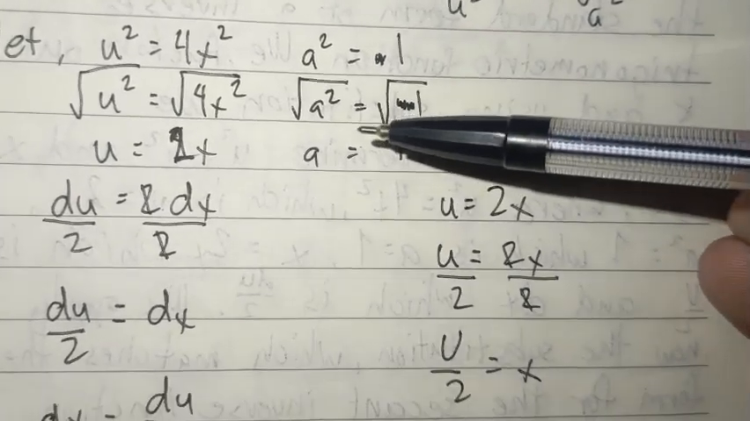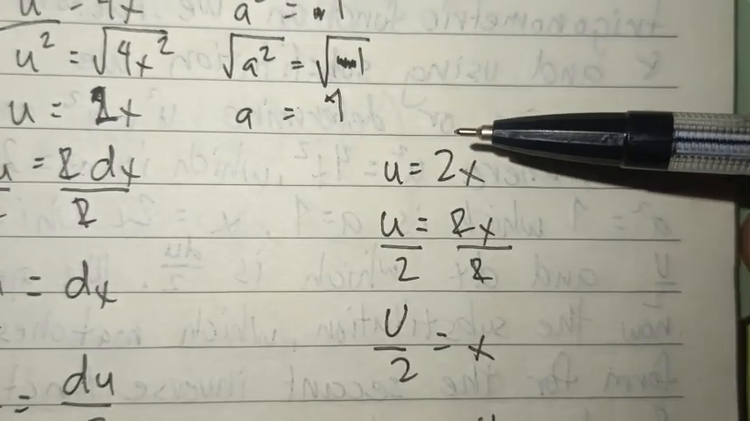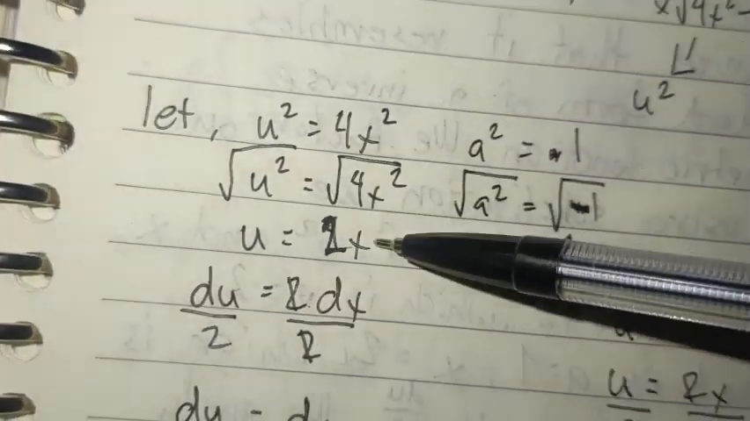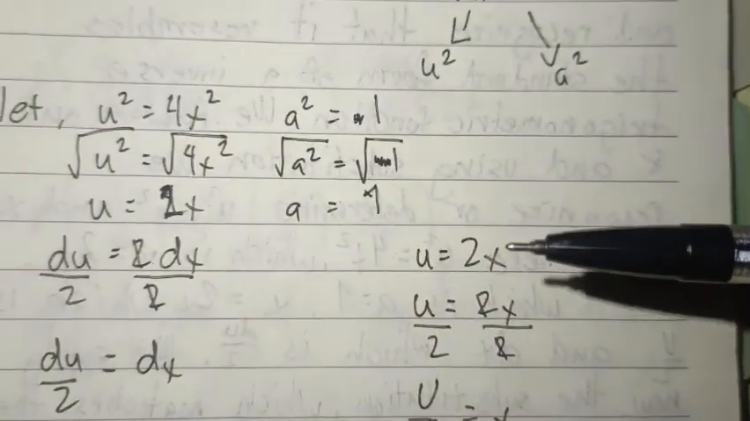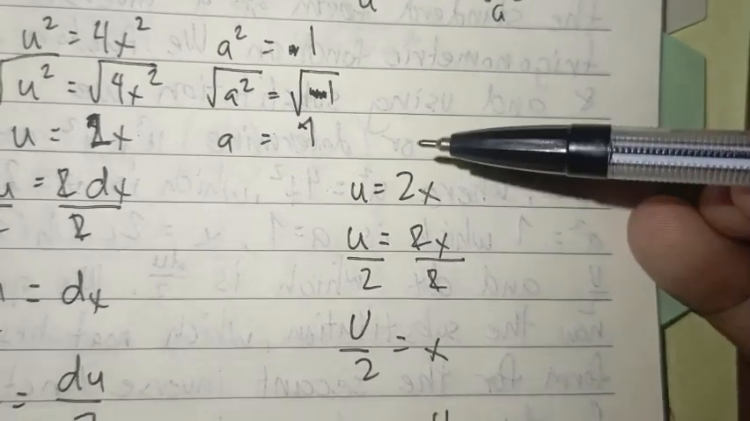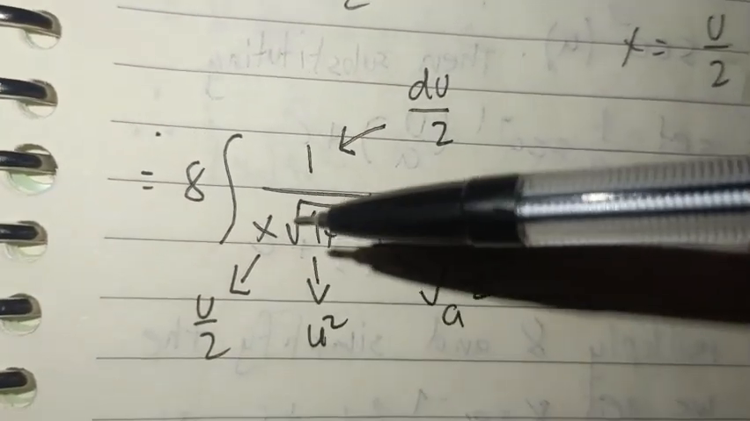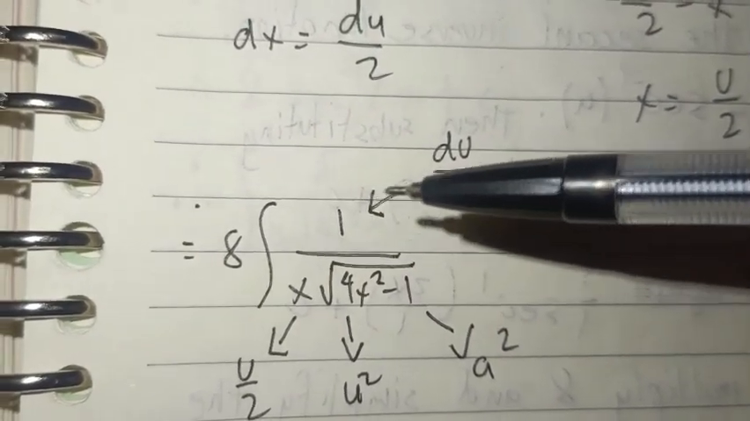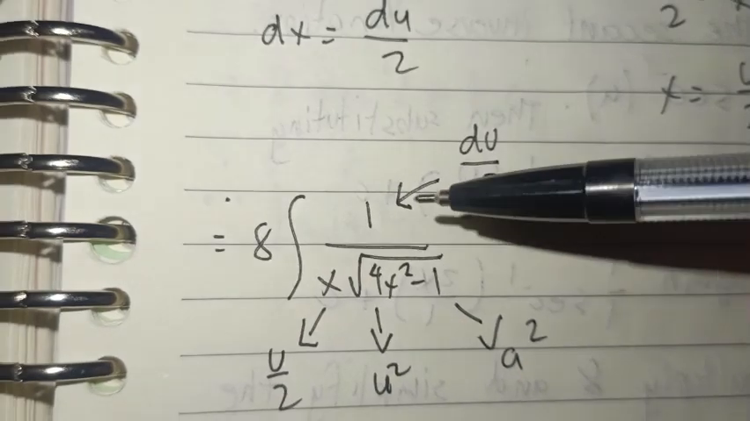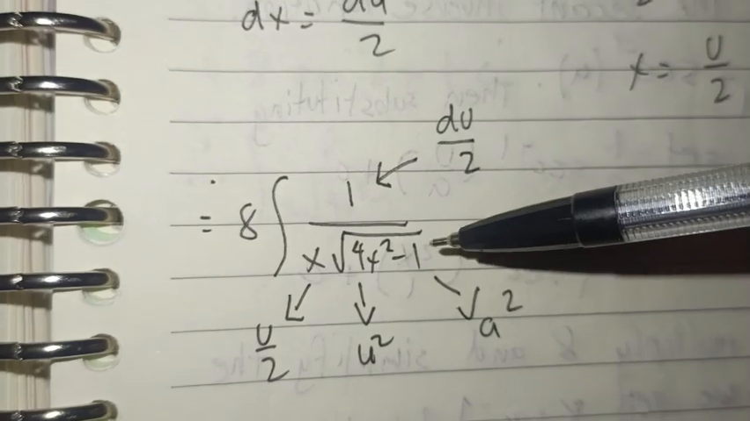And now a is equal to 1 because the square root of 1 is 1. So we're going to find our u. U is equal to 2x. To cancel out the 2, we're going to divide both sides by 2 to get our x. So our x is equal to u over 2. Now we're going to substitute the values that we got in our u substitution. dx is going to be du over 2, x is going to be u over 2, 4x squared is going to be u squared, and 1 is going to be a squared.